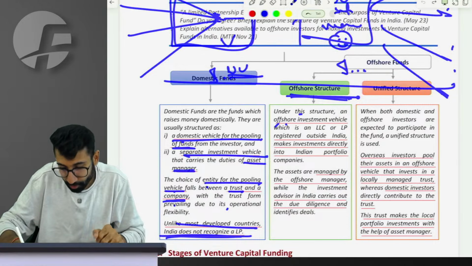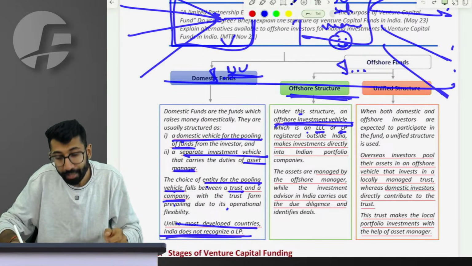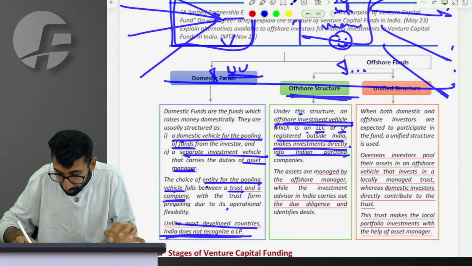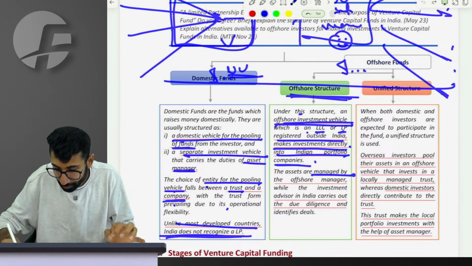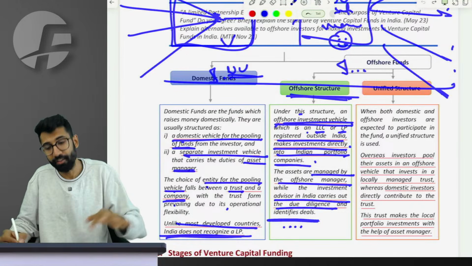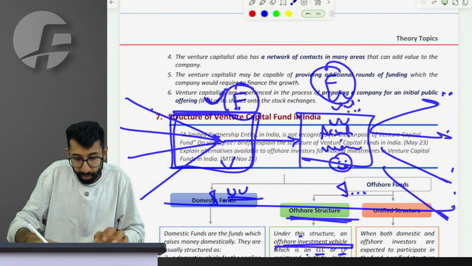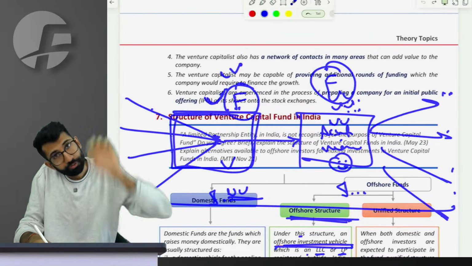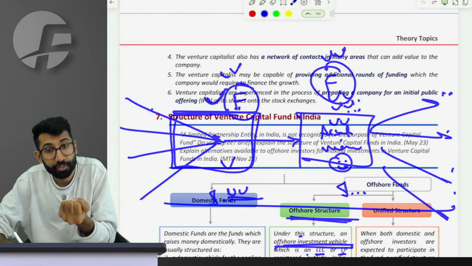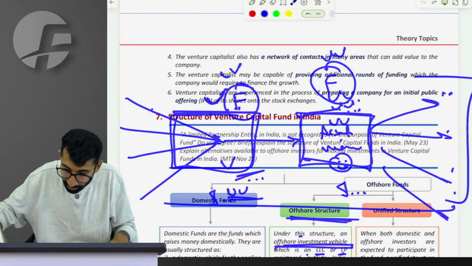Sir, next is the offshore structure. Under this structure, the offshore investment vehicle, which is a limited liability partnership or a limited liability company registered outside India, makes the investment directly in the portfolio of Indian companies. The asset is managed by the offshore manager, while the investment advisor in India carries out the due diligence and identifies the fund. Let me tell you, this is a foreign company. There is a foreign company who pools the money of the foreign investor. This is a foreign company which receives the pooled money from the trust or the pooling vehicle. This asset management company is also a foreign company, which then directly invests into India.